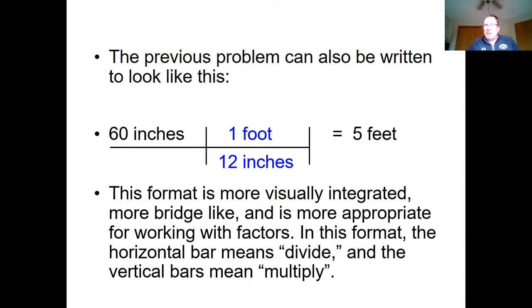This format is more visually integrated, more bridge-like, and it's more appropriate for working with factors. In this format, the horizontal bar across means divide, and the vertical lines mean multiply. That's what I meant in the beginning. But I like to think of it this way: if I'm going left to right, I'm multiplying. If I'm going top to bottom, I'm dividing. So yes, the horizontal bar means divide, the vertical lines mean multiply.